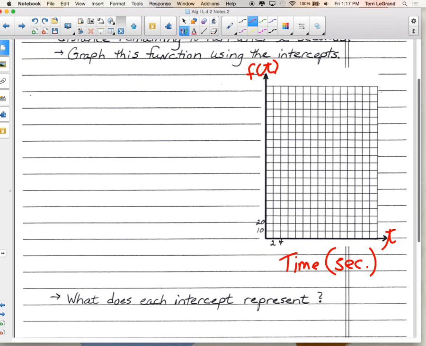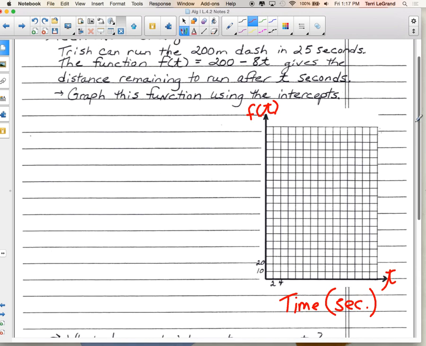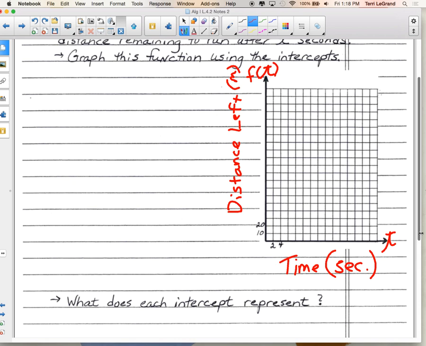And what's the f of t representing in this situation? Distance remaining, right? Distance left. So you can use either word, distance remaining or distance left. I think I'm going to use left just because I'm going to run out of room for the big word remaining. And what's it measured in? Meters, little m. Distance left measured in meters. Okay, I've already picked the scale for us, so go ahead, let's get our axes numbered out.